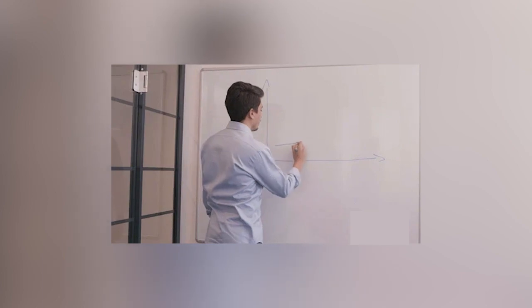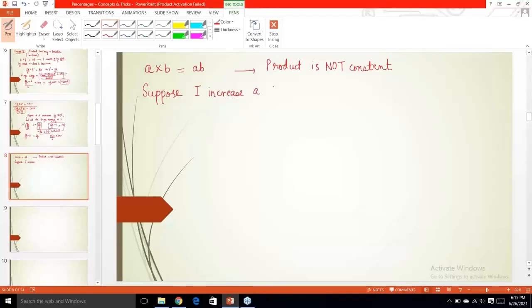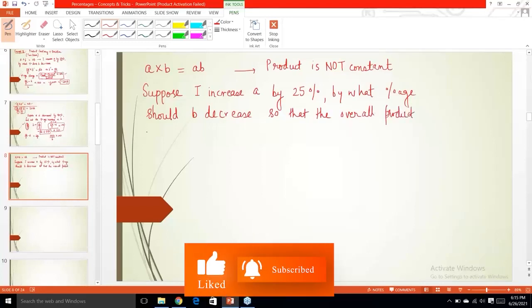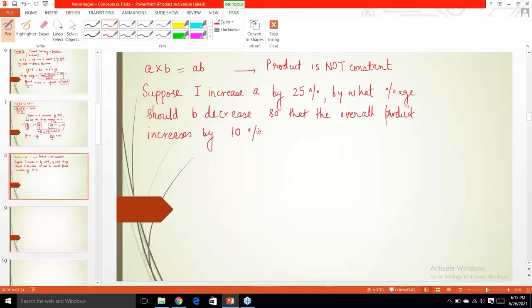I increase A by 25%, right? By what fraction or by what percentage should B decrease so that the overall product, right? The overall product increases by 10%, right? Again, we'll use the same thing.